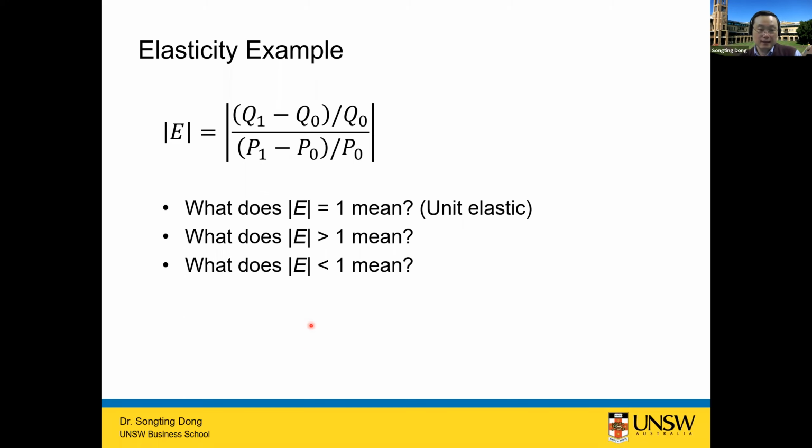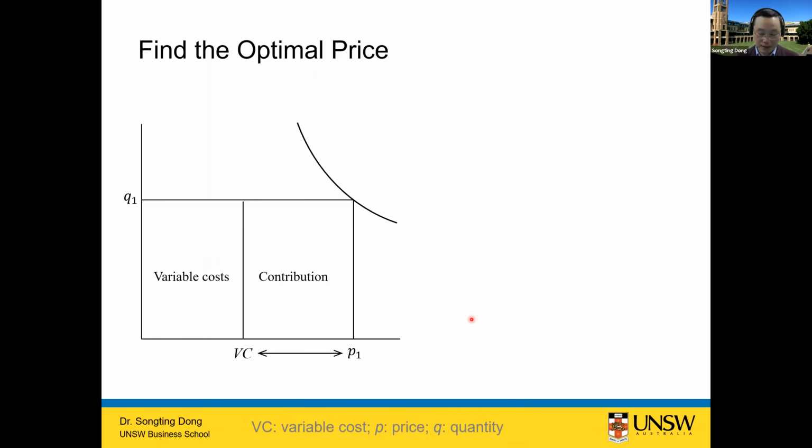Another example is this: elasticity absolute value equals one. This actually does not have much magic, but in economics it has a special name called unit elastic. That means a 1% change in price will lead to exactly a 1% change in demand. So elasticity larger than one means the quantity changes faster than your price change. You change 1% in price, the quantity will change by more than 1%. And elasticity smaller than one means the quantity change will be slower than your price change. I don't think it has much practical implication, but it's a concept that people talk about, so I'll show you as well.